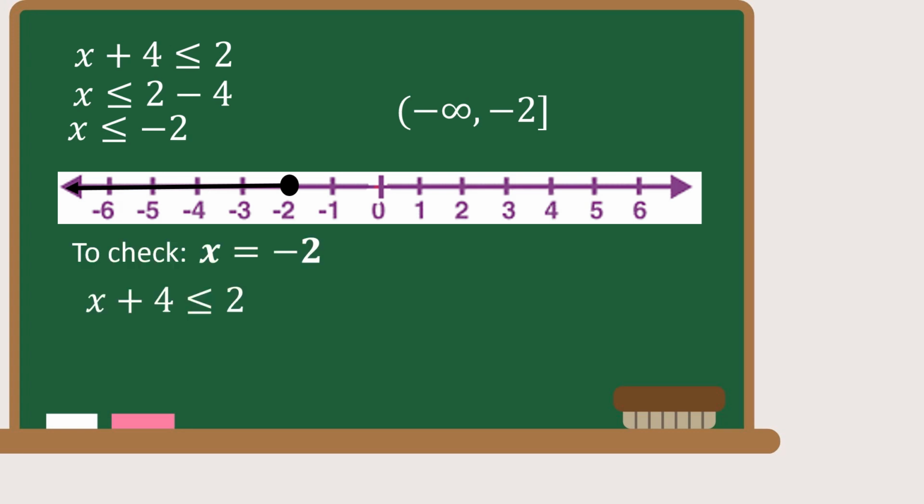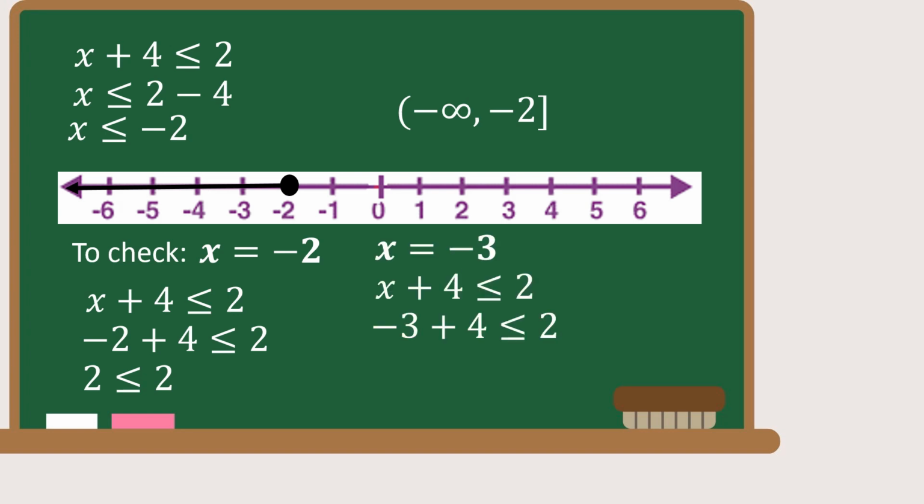To check if our answer is correct, we will get any values from our number line.